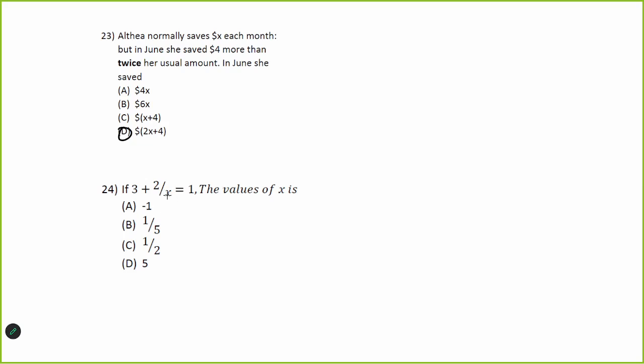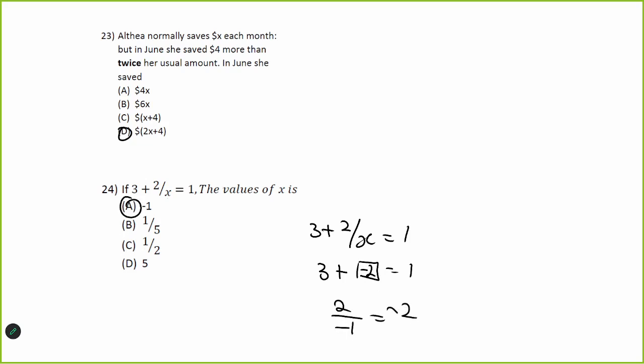This is a repeated question. I believe it was minus 1. Is it? 3 plus 2 over x is equal to 1. To get x, that's 3 plus negative 2 will give you 1. So 2 over negative 1 will give you negative 2. So the answer is negative 1.